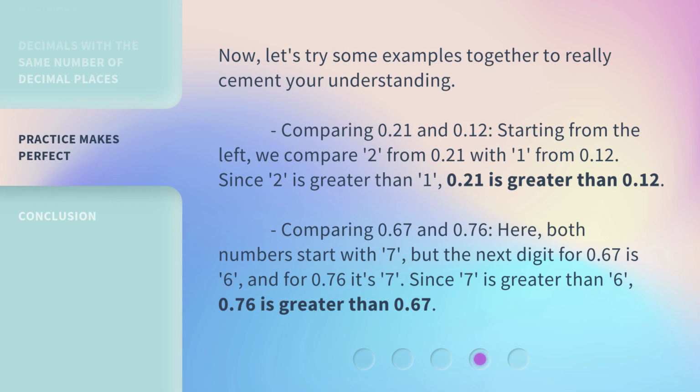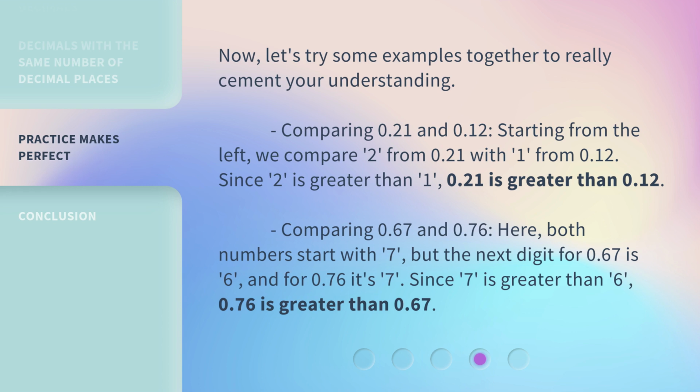Now, let's try some examples together to really cement your understanding. Comparing 0.21 and 0.12. Starting from the left, we compare 2 from 0.21 with 1 from 0.12. Since 2 is greater than 1, 0.21 is greater than 0.12.